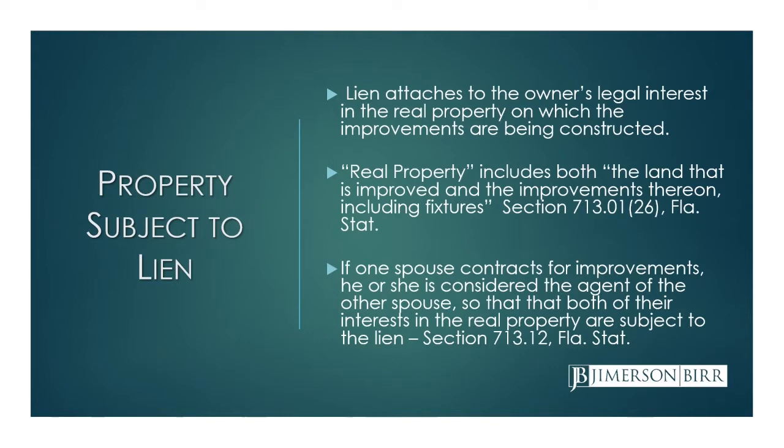There is one exception to that. If the wife or the husband, depending on who signed the contract, the one who didn't sign, within 10 days after learning of the contract, records a notice in the public records and notifies the contractor, then they can protect their ownership interest from a lien. But in the typical case, if one spouse signs, the other spouse's interest in the property is also going to be subject to the lien.